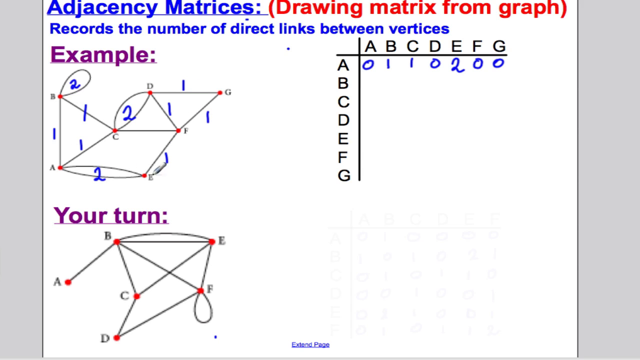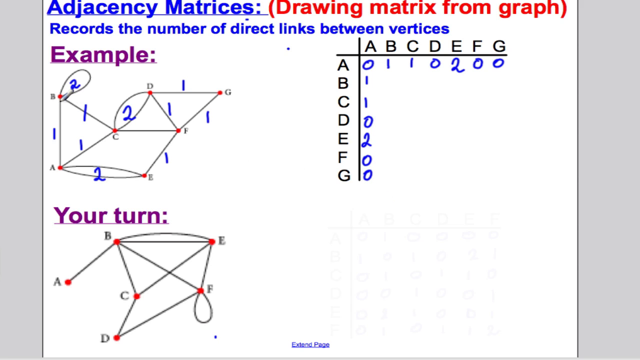Now, because direction is not important here, looking down this column will have the same answers as across here, because it's answering the same question. For example, how many links between E and A? Well, that's the same as how many links between A and E. So we can just fill this in directly down because direction is not important. So here it will be 0, 1, 1, 0, 2, 0, 0.